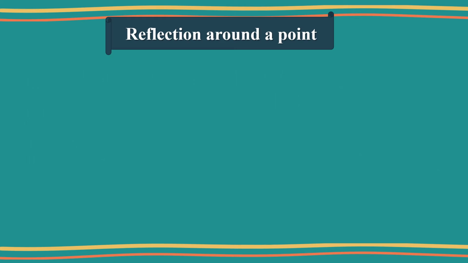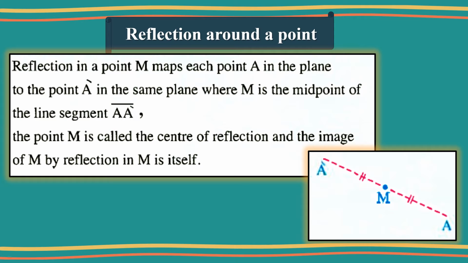Reflection around a point. Reflection in a point M maps each point A in the plane to the point A dash in the same plane where M is the midpoint of the line segment AA dash. The point M is called the center of reflection, and the image of M by reflection in M is itself. Okay?